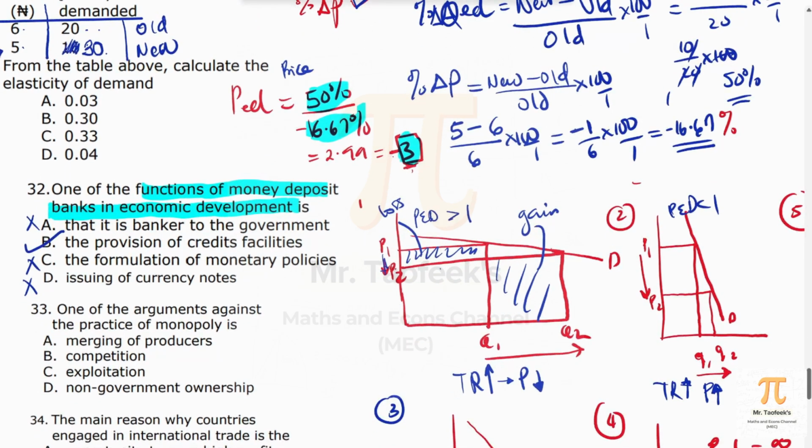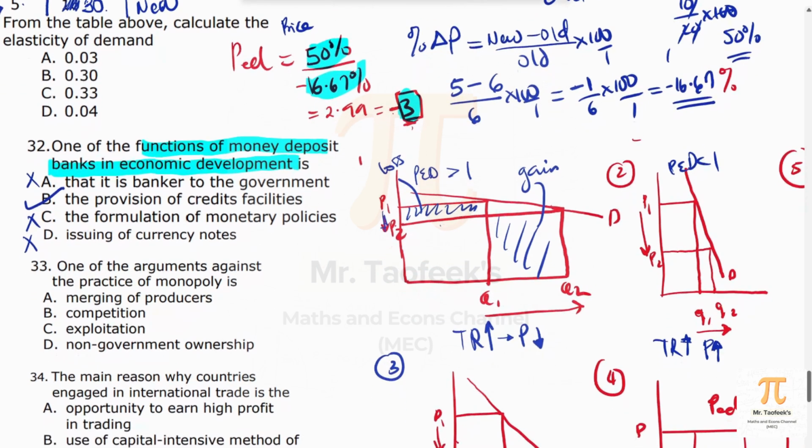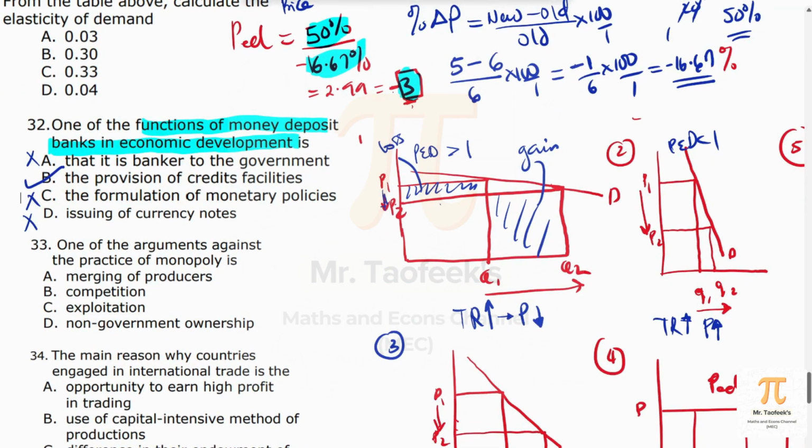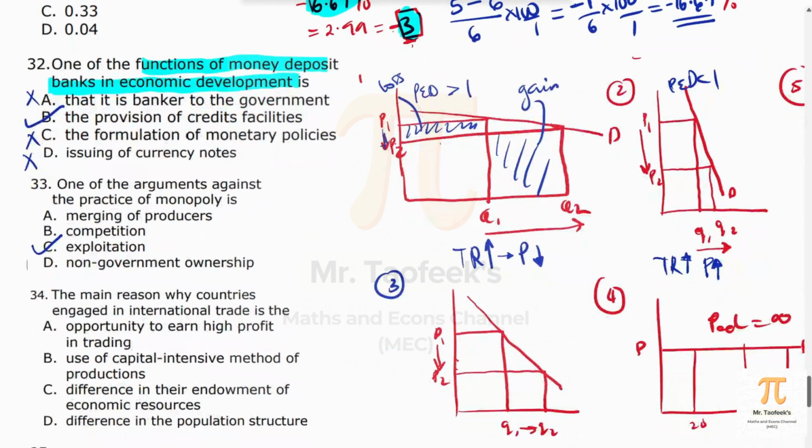33. One of the arguments against the practice of monopoly is: A, merging of producers, B, competition, C, exploitation, D, non-government ownership. It is exploitation, because a monopoly is the only seller of the product. They can increase price, they can reduce quantity to bring about an increase in the price of goods in the market. So yeah, that's the problem, exploitation of consumers.